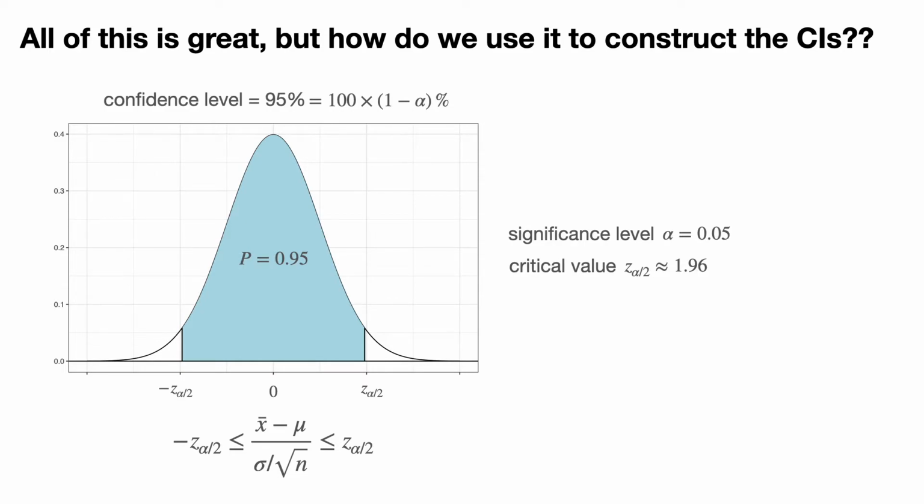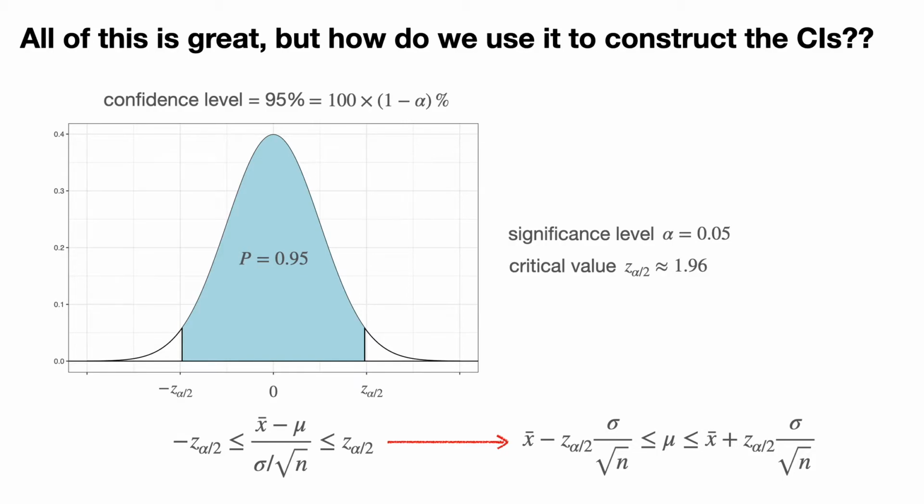So here what we have is essentially we can reverse this. So essentially what we're saying is that the probability of getting the normalized variable z, which is defined as x hat minus the mean divided by the standard deviation divided by the square root of n, given a sample size n, the probability of getting that between these two critical values is exactly 0.95.